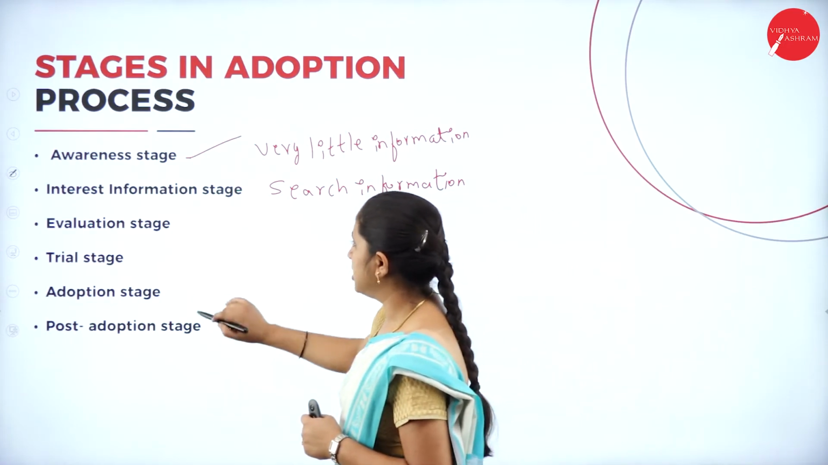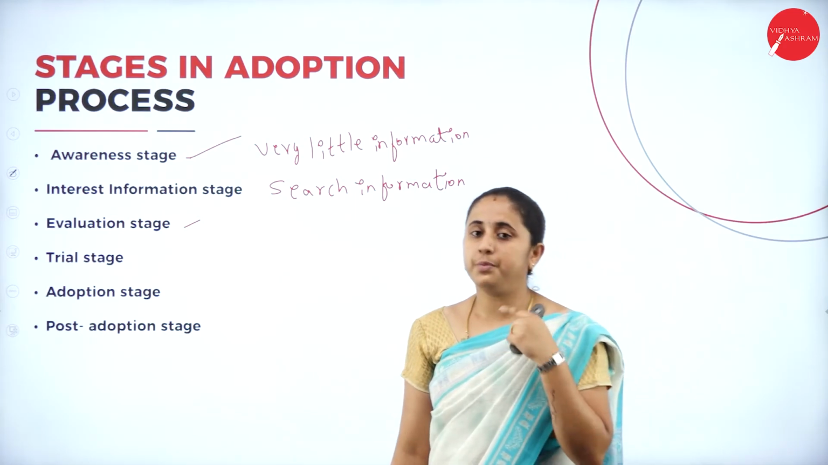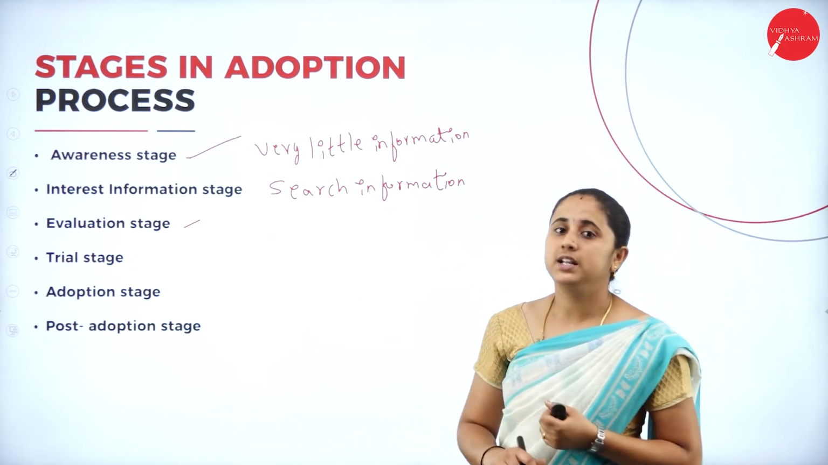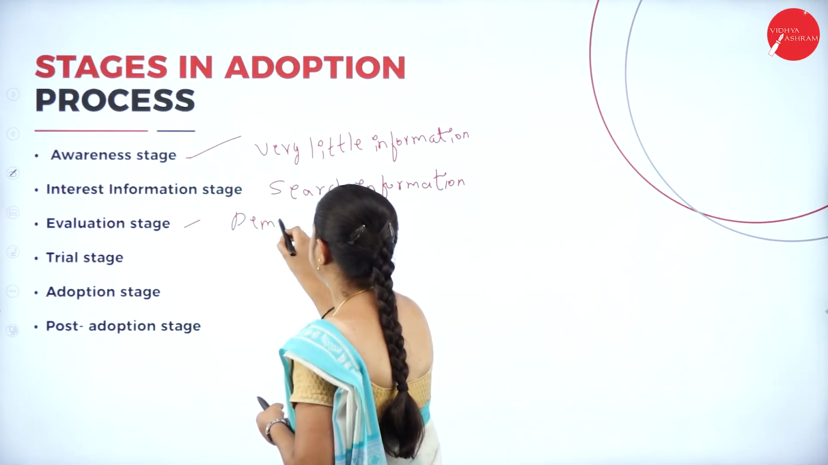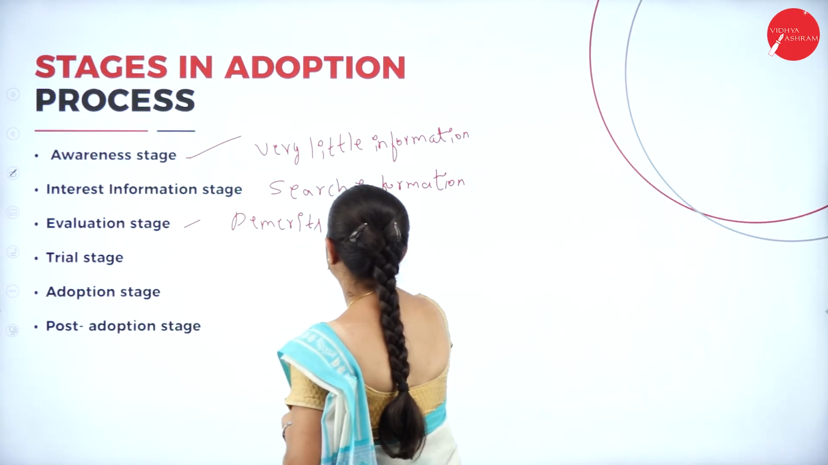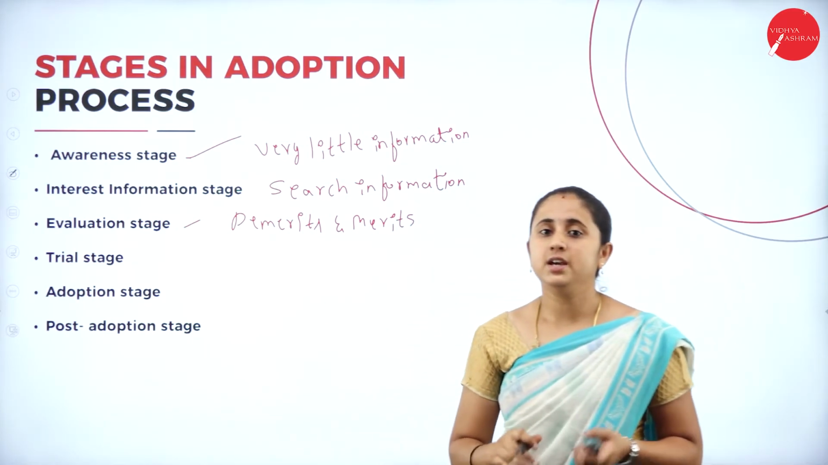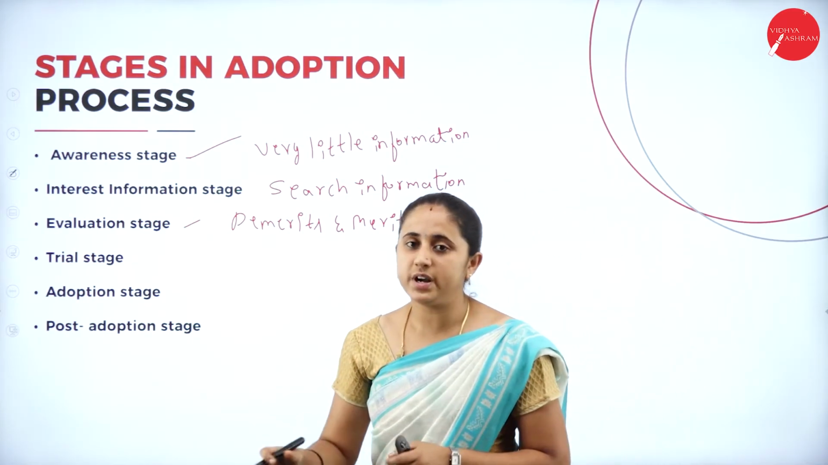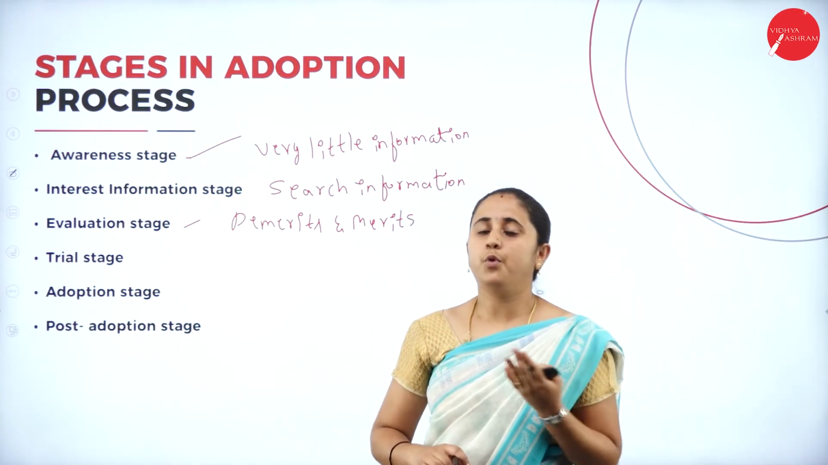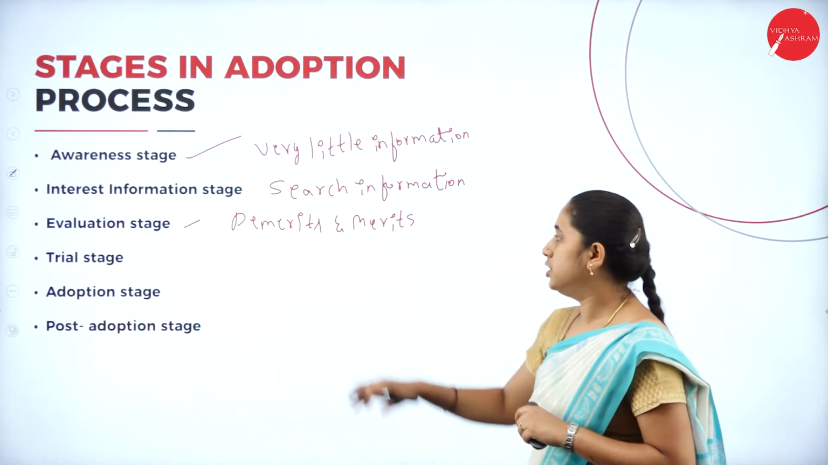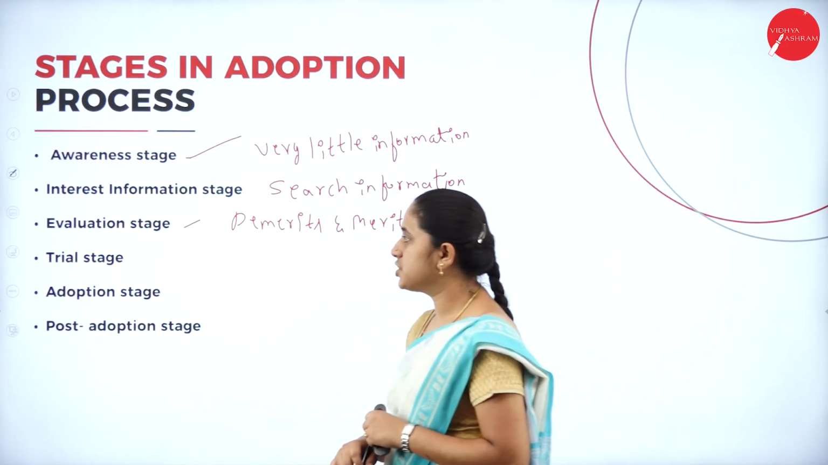Next, evaluation stage. In the evaluation stage, the customer is going to measure your product, the merits and demerits of the product. They try to evaluate what all the benefits from the product and disadvantages from the product are. Then they evaluate whether the product is more beneficial or not. So, after analyzing the merits and demerits of the product, next stage, trial stage.